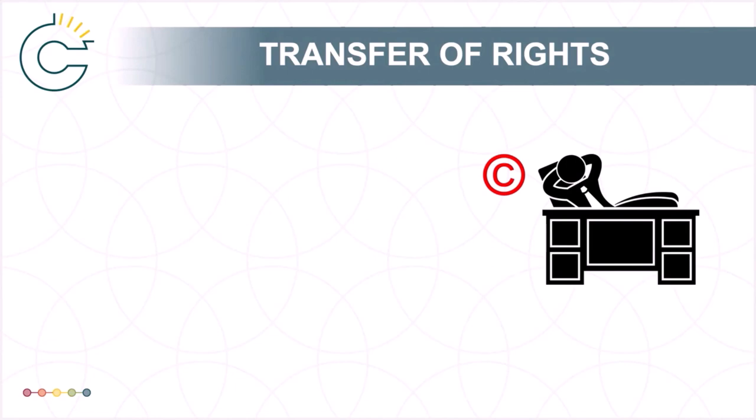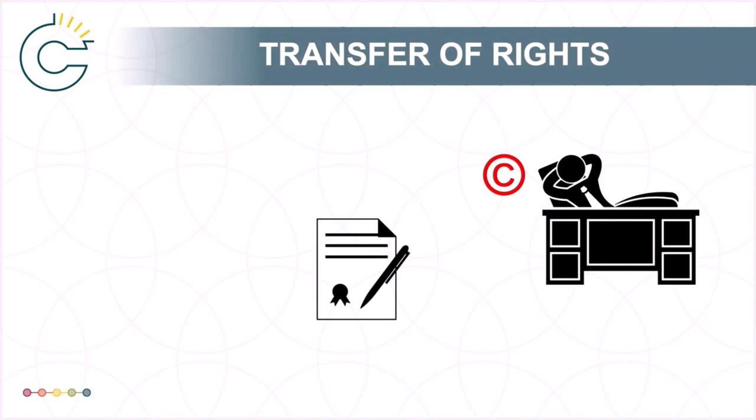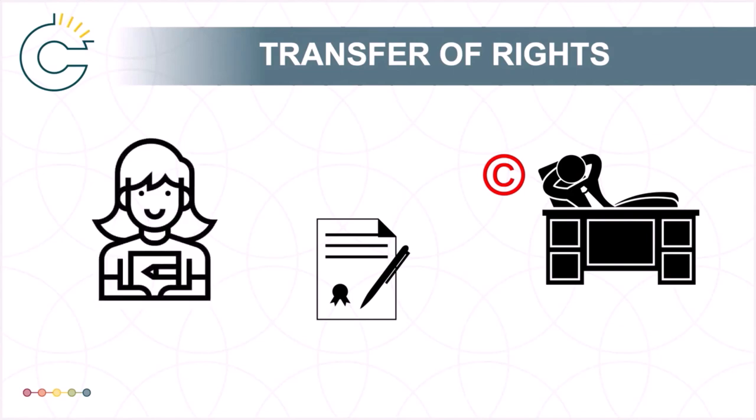However, Section 13 also deals with the assignment or licensing, in whole or in part, of rights by the copyright holder. Section 13(4) makes it explicit that no assignment or grant of a license is valid unless it is in writing and signed by the rights holder or an authorized representative. In other words, any transfer of rights will require a written agreement.